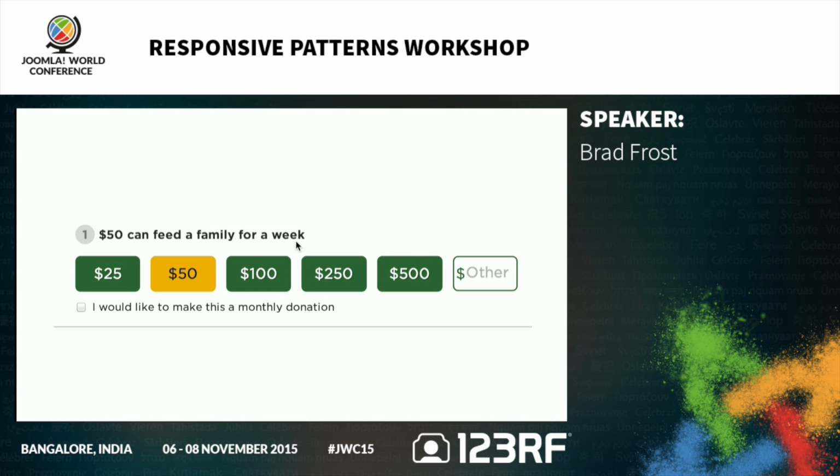Articulate impact. This is a cool one, and I would have liked to spend more time on this. But basically, whenever the user selects one of these options, it updates the label with what that money can do, right? That helps create a connection and hopefully encourages people to donate more. It's like, hey, if you donate this much money, this many people can be fed for this long.